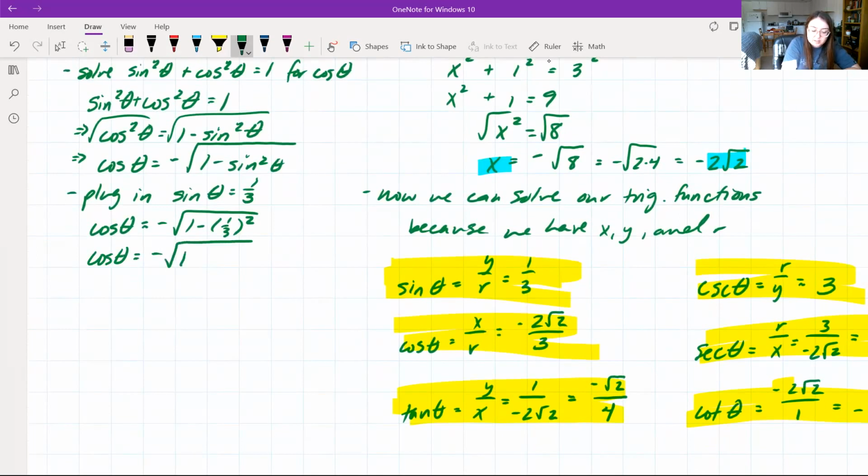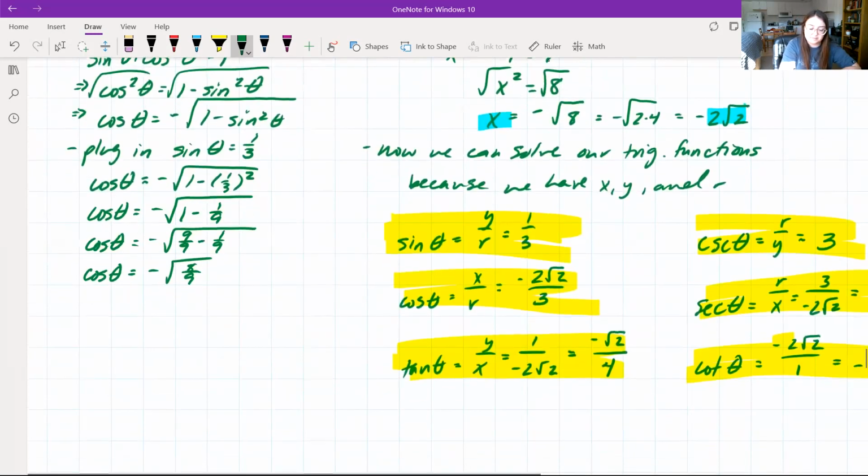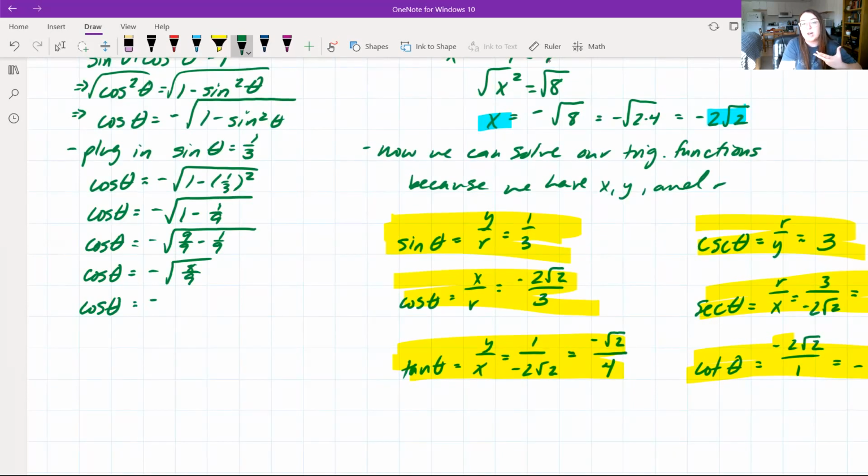So simplifying, this is going to be 1 minus 1/9, which we can then rewrite as 9/9 minus 1/9, which gives us negative square root of 8/9. If we take the square root separately of the top and bottom, this ends up giving us negative square root of 8 over square root of 9. We know that the square root of 8 is 2 times the square root of 2, and the square root of 9 is going to be 3.